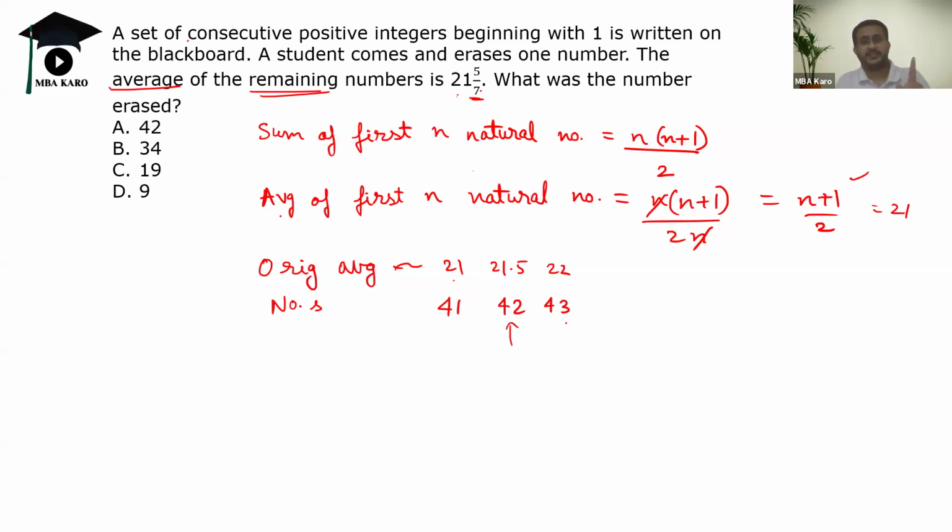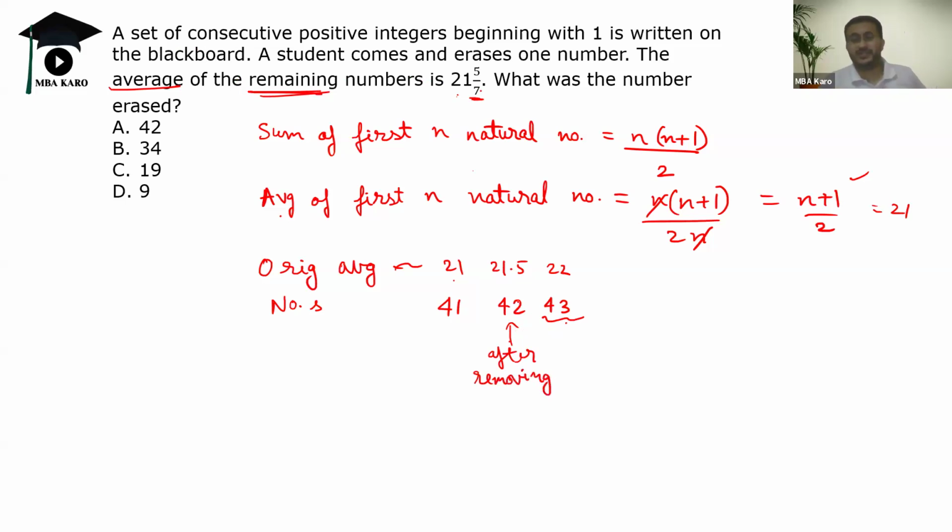That means this is after removing. After removing, it is 21 5 by 7, so the total numbers remaining is 42. Initially the numbers are 43. This is after removing. So this is how you guess the exact number.